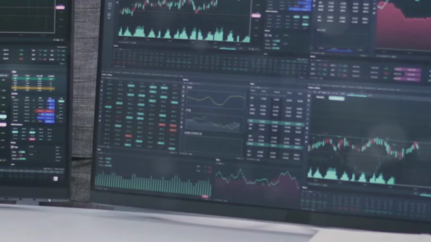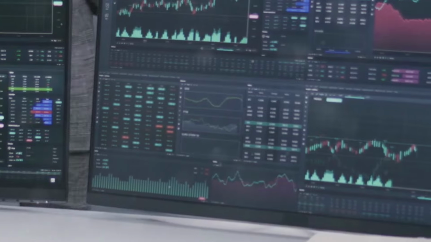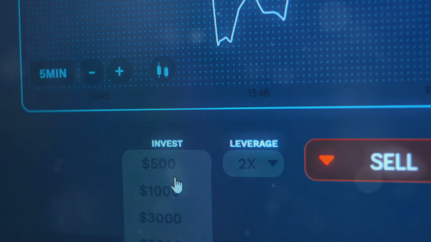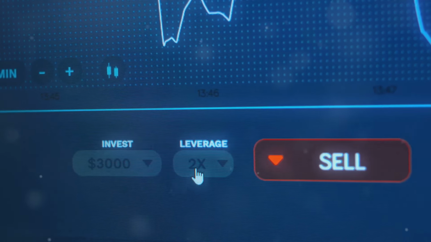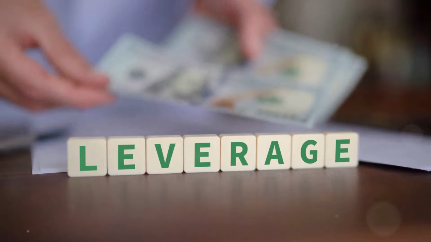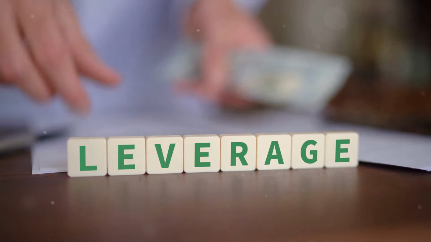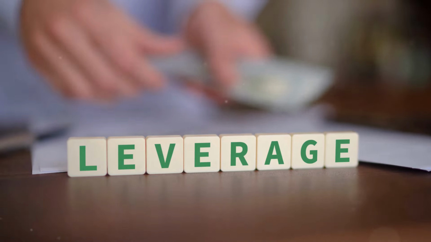Leverage allows traders to control larger positions with a smaller amount of capital. It's essentially a loan from the broker, magnifying potential profits and losses. For example, with 1-to-100 leverage, a $10 account can control a $1,000 position.